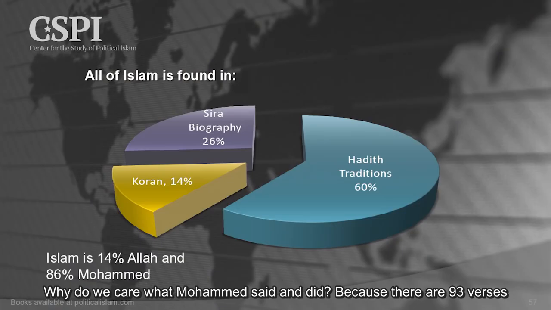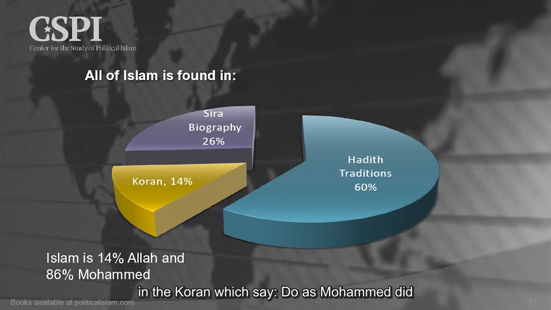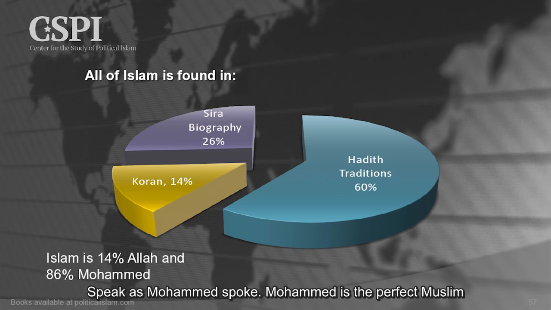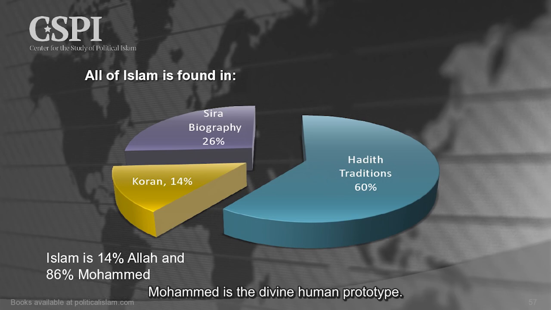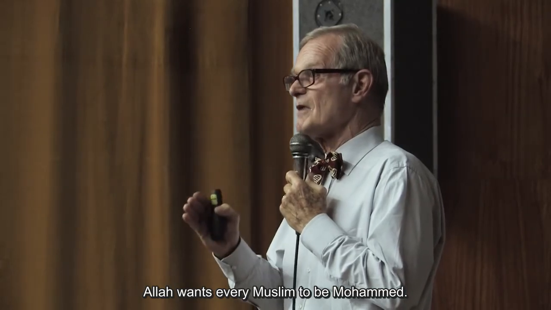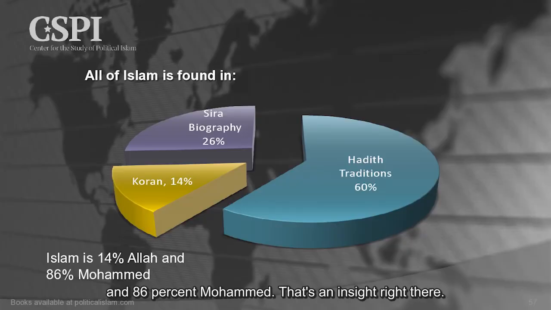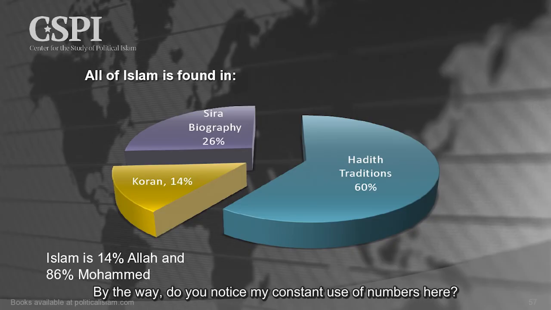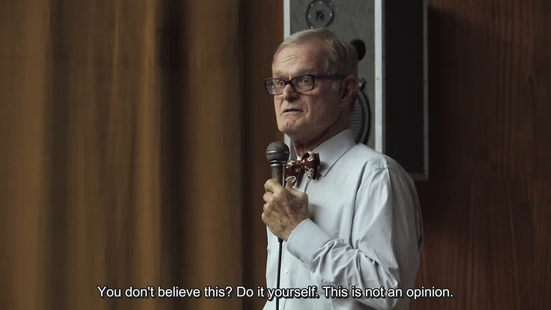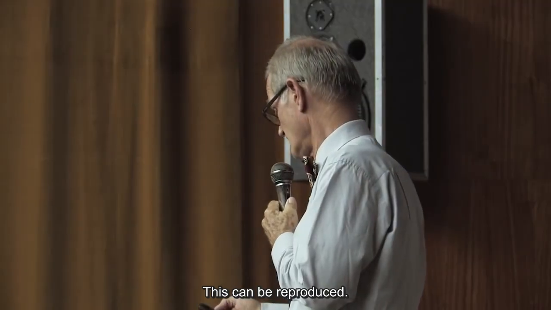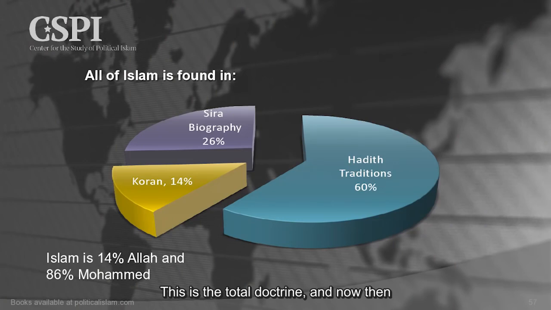Why do we care what Muhammad said and did? Because there are 93 verses in the Quran which say, do as Muhammad did, speak as Muhammad spoke. Muhammad is the perfect Muslim. Muhammad is the divine human prototype. Allah wants every Muslim to be Muhammad. So therefore, we can say that Islam is 14% Allah and 86% Muhammad. That's an insight right there. By the way, do you notice my constant use of numbers here? You don't believe this? Do it yourself. This is not an opinion. This can be reproduced.